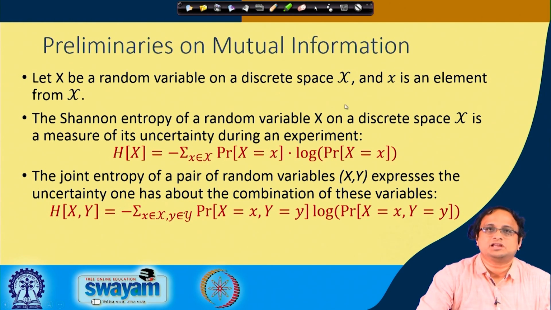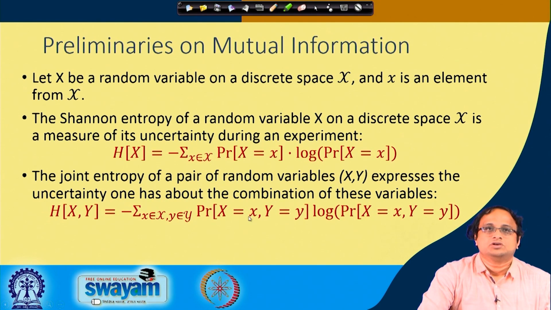Here we give a general formulation of how the entropy can be calculated. Essentially it is the probability of X equal to x, that is, the probability that the random variable X takes the value of small x, multiplied with the logarithm with respect to base 2 of the probability of X equal to x. Since the probability is less than 1, the logarithm is negative. So we cancel that by a negative sign, and that is the formula to calculate H of X.